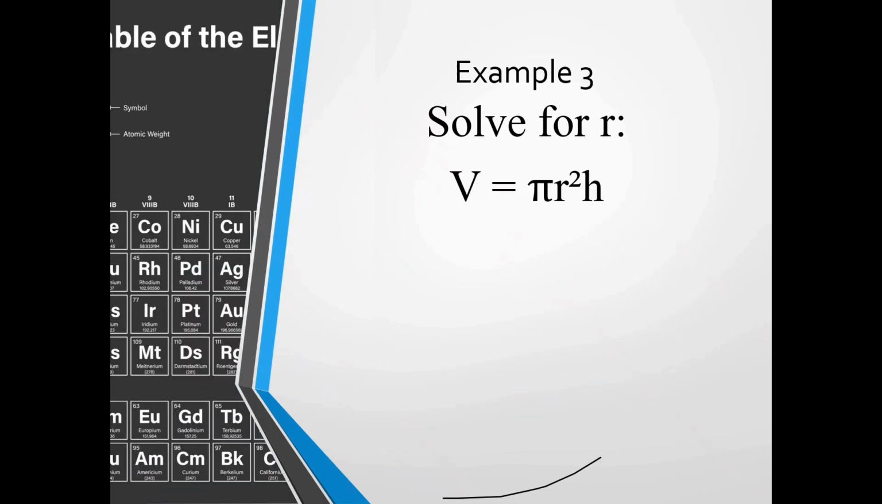Example 3. Solve for r. V equals pi times r squared times h. So remember, we want to isolate the r variable. To isolate the r variable, we need to get rid of pi and h. So we're going to go ahead and divide both sides by pi and h.